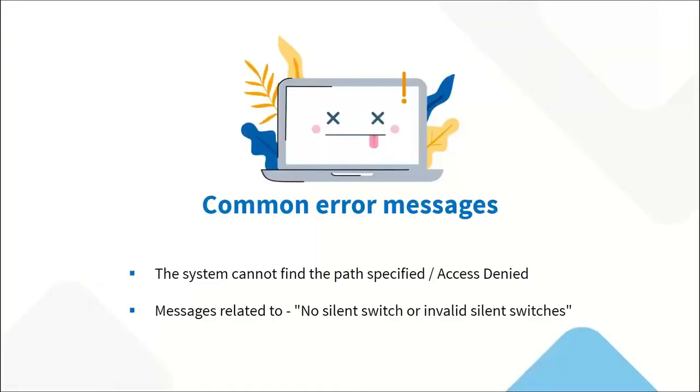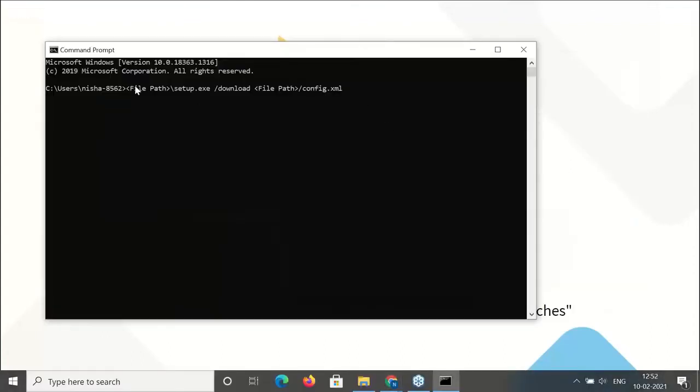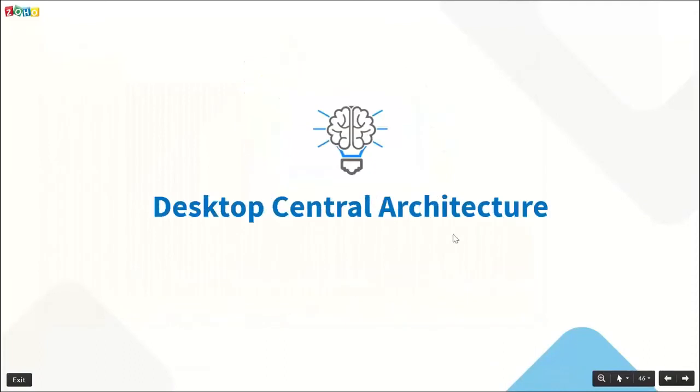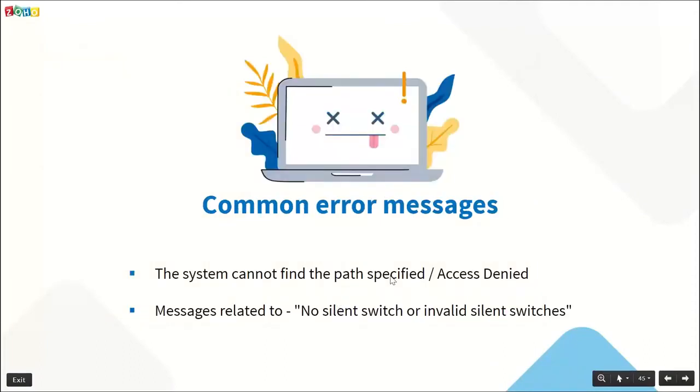Now let us see a few common error messages that you may receive when you're creating a package. One would be that the system cannot find the path specified, or access denied. When you're creating your application package, you will be providing your path and the silent switch for installation. The easiest way to detect this is to go to your command prompt and run the complete command, the path and your silent switch. If this returns without any error, it means there is no error in the path that you have specified.